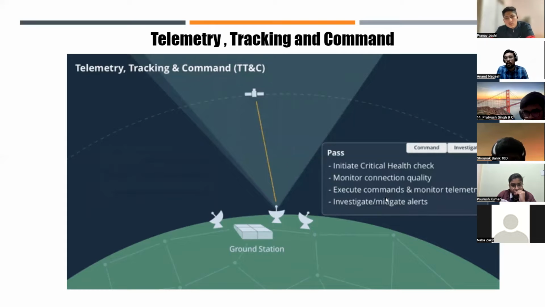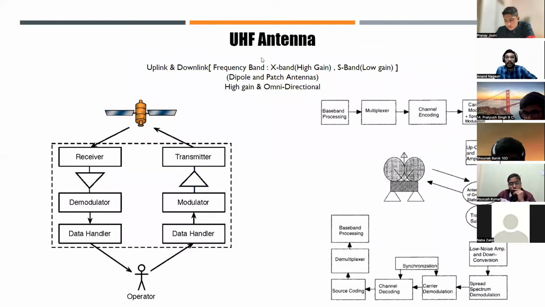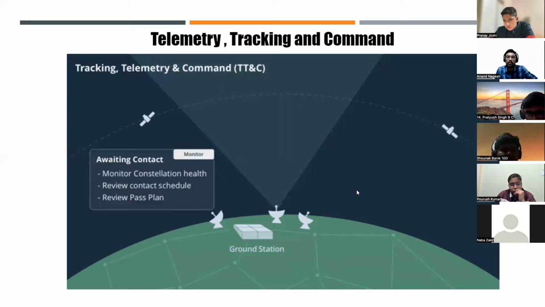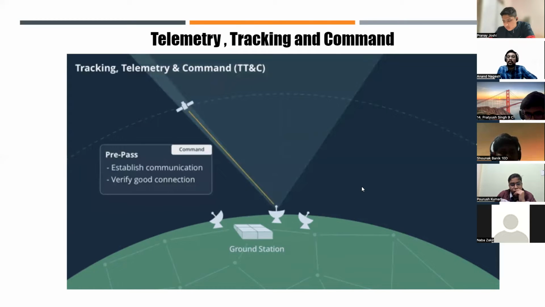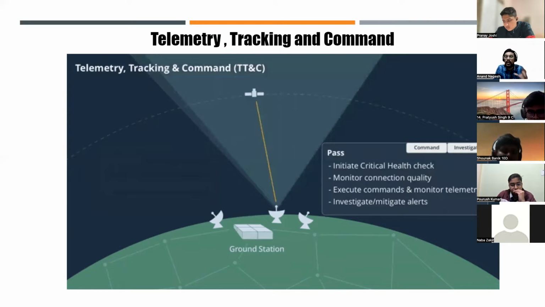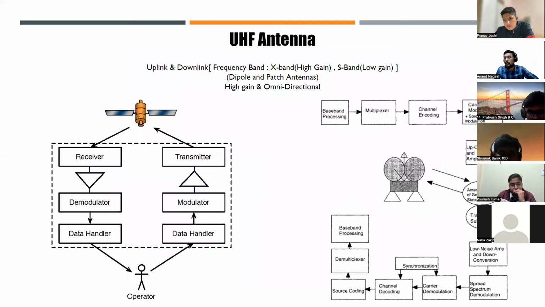And in the post-pass phase, we give what it has to do for the next orbit. This happens in the telemetry tracking and command system, which is also a subsystem of a satellite. This system handles the communication part. So how does this happen? As you might have seen, the antennas which go on a satellite are called UHF antennas, the ultra high frequency antennas.